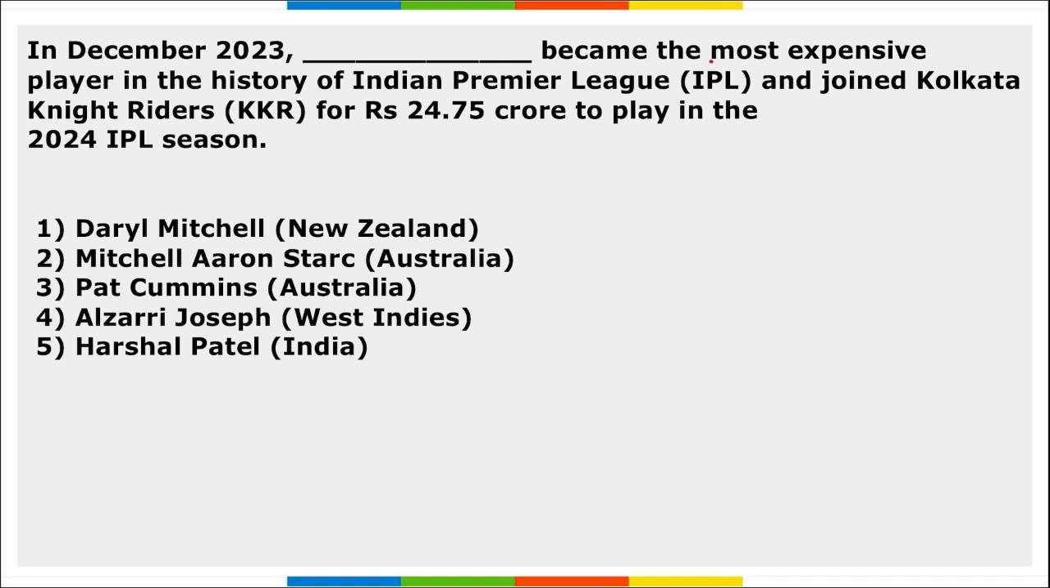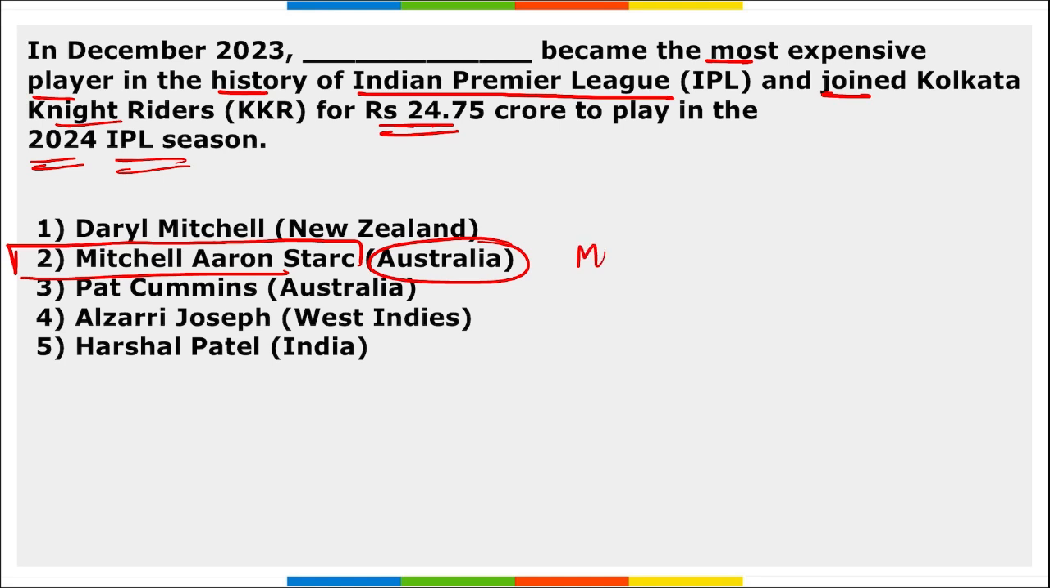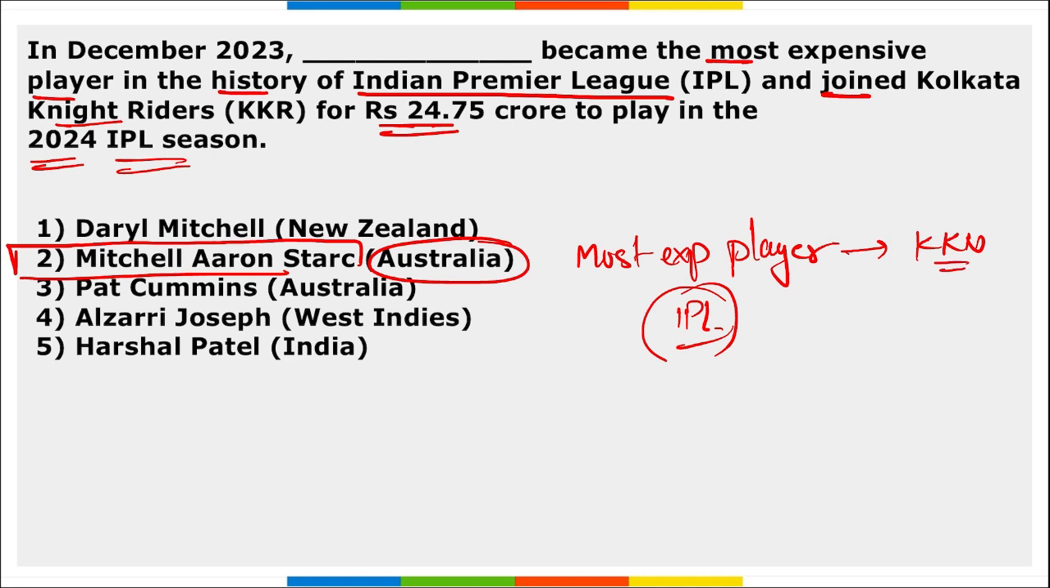Next, in December, Dash became the most expensive player in the history of IPL and joined Kolkata Knight Riders for 24.75 crore rupees to play in the 2024 IPL season. Mitchell Starc, right? Mitchell Aaron Starc. He is from Australia and he became the most expensive player for IPL. Correct? And he joined which team? Kolkata Knight Riders. And he was bought for 24.75 crore. I repeat, for 24.75 crore.